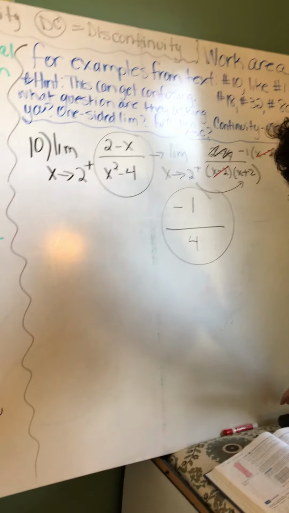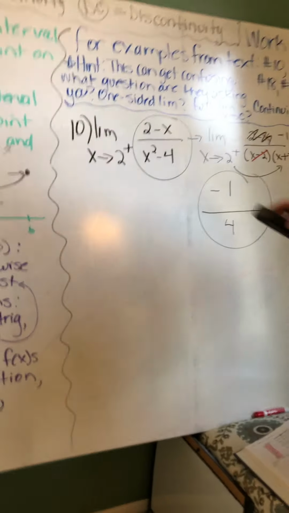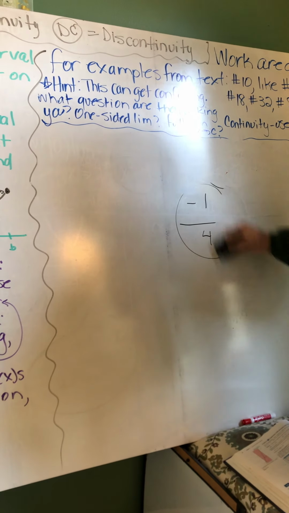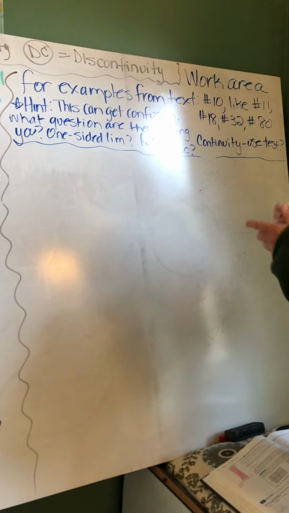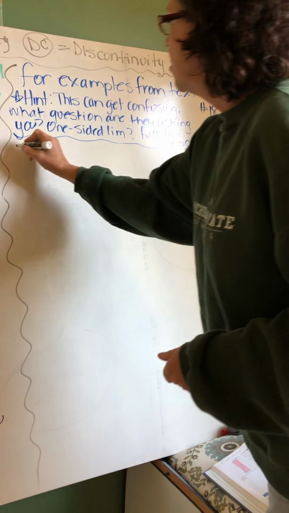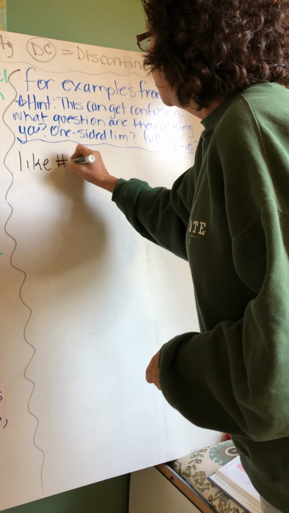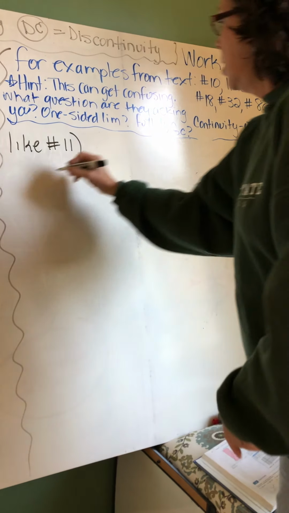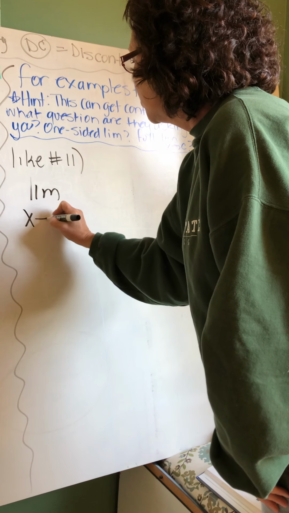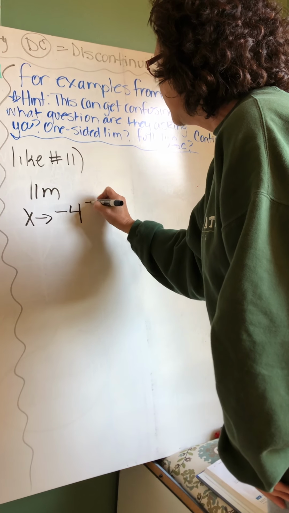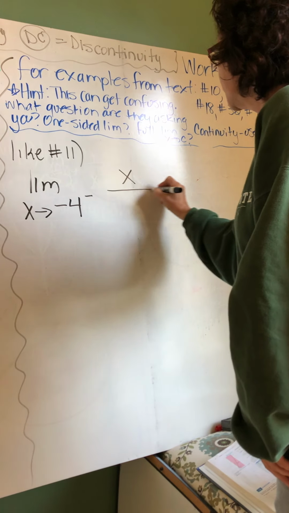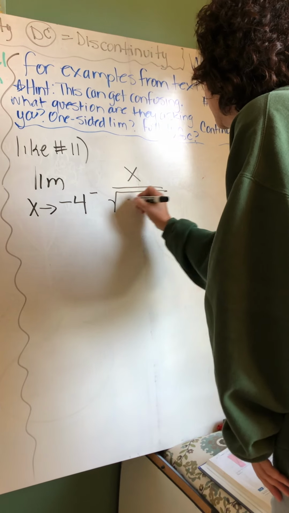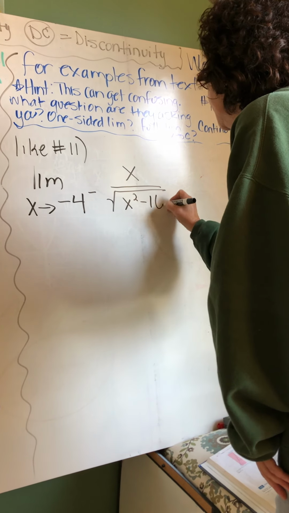Okay. We're going to do one like 11 because it's important. It's really important. But there's not really another one like it in this section. So I'm going to do a problem like 11. And let's see what they're asking us for. Let's do the limit as x approaches -4 from the left, and the value of the function is going to be x over the square root of x squared minus 16.